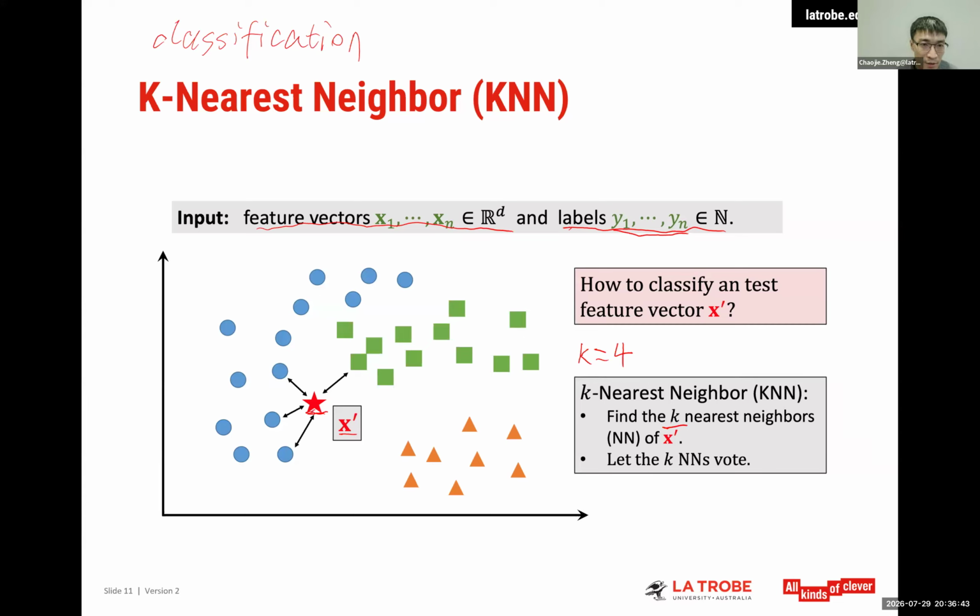That should be this green point and these three blue points, and it will let these four neighbors vote for the belongingness of this new data. Because it has three blue points, it has more votes than the green group. So this X prime, this new star data, should be classified as the blue group. So this is the basic idea of the k nearest neighbor classification.